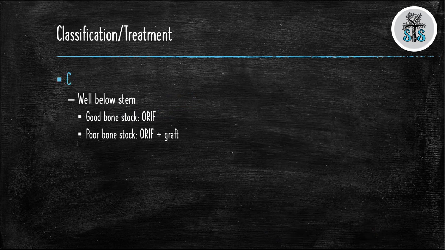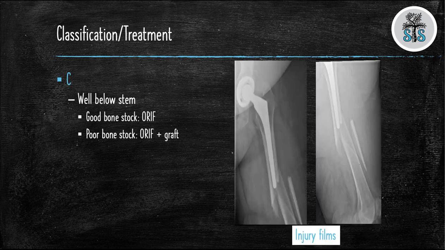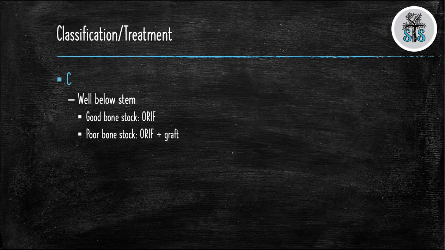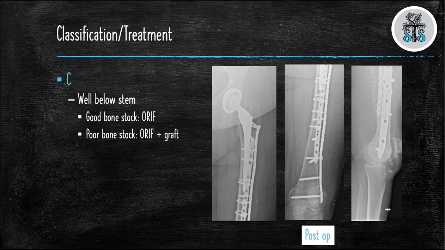Vancouver C fractures are when there is a fracture well below the femoral stem. If there is good bone stock, you will treat these fractures with open reduction internal fixation, but if there is poor bone stock, you can use an allograft. Here is an example of a patient who sustained a C fracture. This fracture was treated with 2 plates, cerclage cables, and screws.